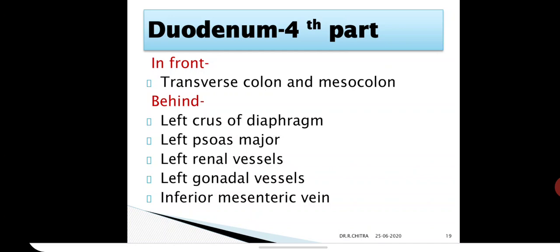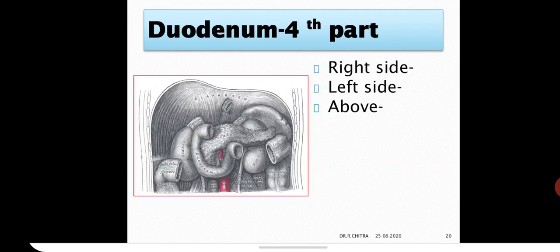Behind, up to the third part is lying over inferior vena cava and abdominal aorta. Next to that, this fourth part will be lying over left crus of the diaphragm, left psoas major, left renal vessels, left gonadal vessels, and inferior mesenteric vein. So if you see the fourth part, it is just lying over the left crus of the diaphragm. A small part is lying over the left crus of the diaphragm, left psoas major also you can see, left renal vessels and left gonadal vessels.